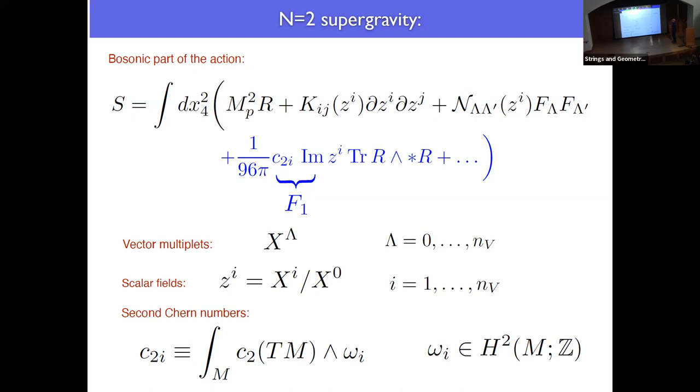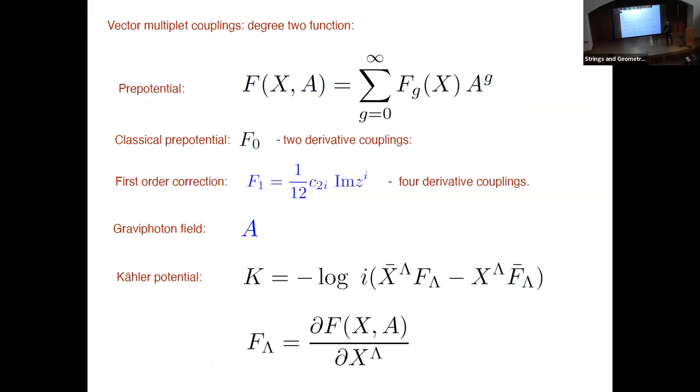So it's basically given by trace R wedge star R. And again, there's a coupling constant in front of it, namely the product of the second Chern numbers c_2i times the imaginary part of the scalar fields t^i. So just to make the notation clear, we are in N=2 supergravity. We have vector multiplets X^Λ, where Λ goes from 0 to the number of vector multiplets. We have associated scalar fields, one less. We define the scalar fields in this way as the ratios of the X's. And then, as I have mentioned already, we have the second Chern numbers, which are defined by this integral, where ω_i is a two-form in the second cohomology class of the Calabi-Yau manifold. Okay, so this is our model, which we would like to consider.